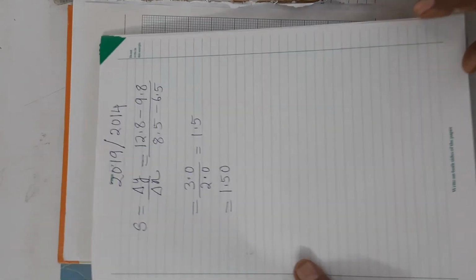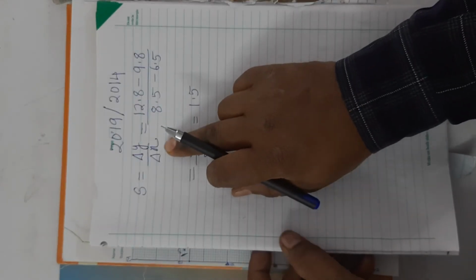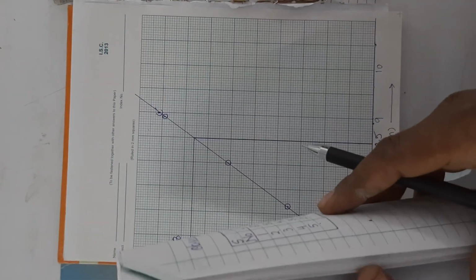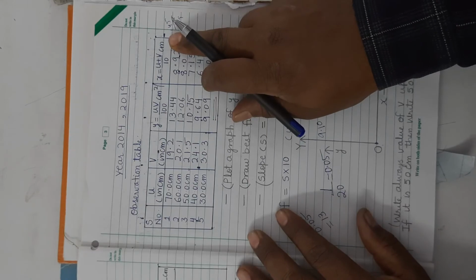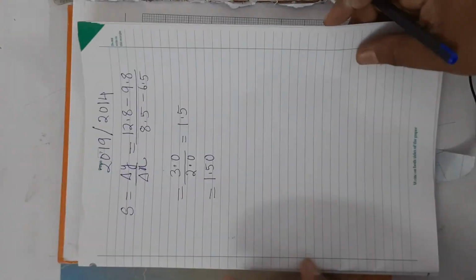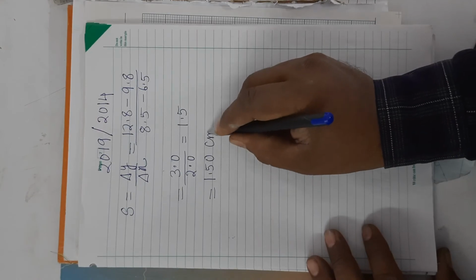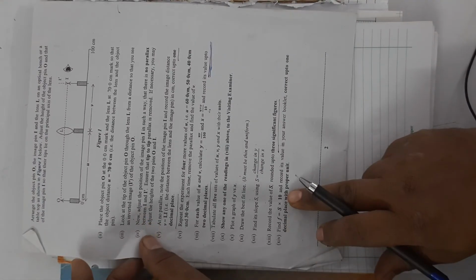Now, what will be the unit of this? So, already you can see y is in centimeter square, x is in centimeter. It's clear. Here from the table you can see that y is given in centimeter square upon centimeter. So, what will be the unit of slope? It is centimeter.